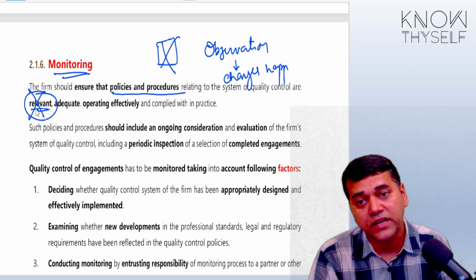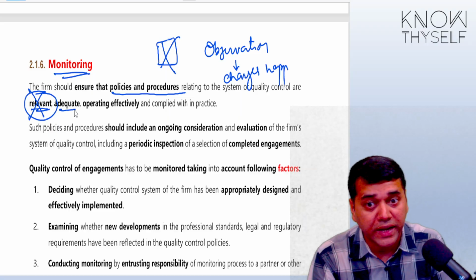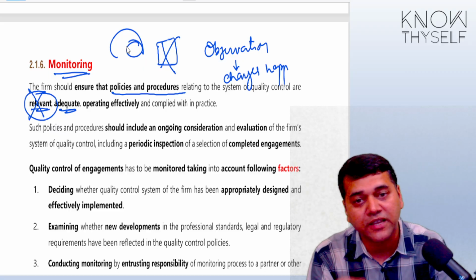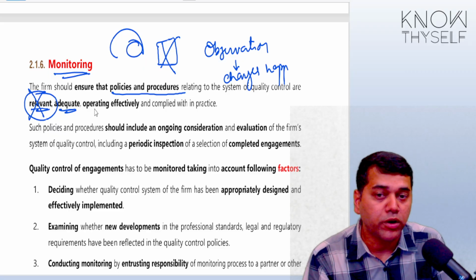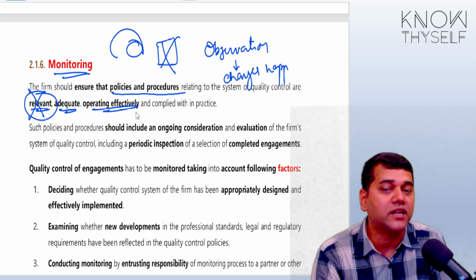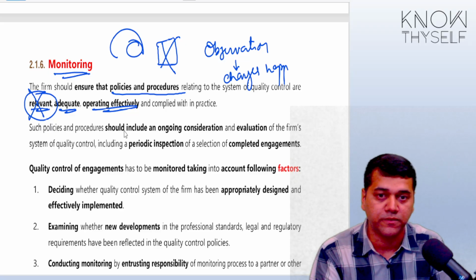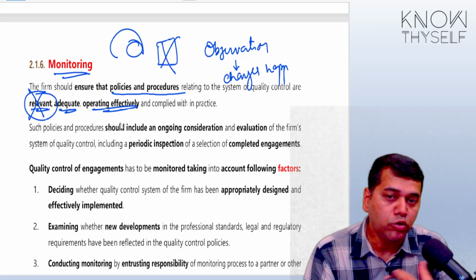Now, having relevant control is not sufficient. It should be adequate also. You have put one bucket. The bucket has got a hole. Then what is the fun there? The cat will escape through that. And more importantly, it should be operating effectively. See, there are three elements. First of all, it should be relevant, it should be adequate, and it should be operating effectively. Now, how do you monitor it?